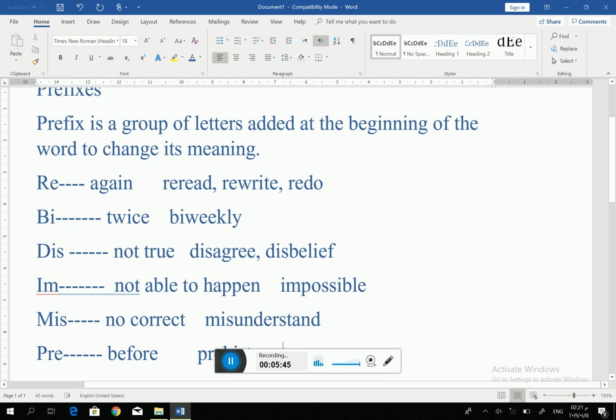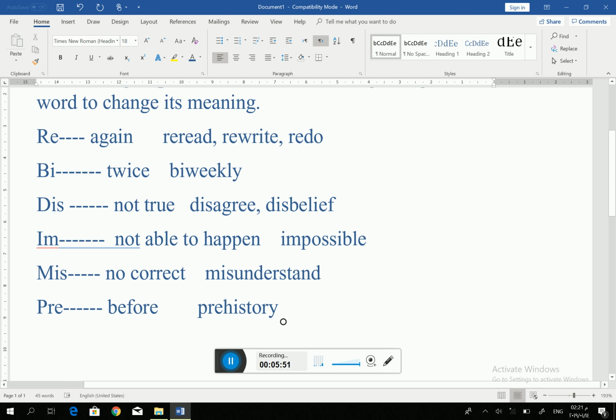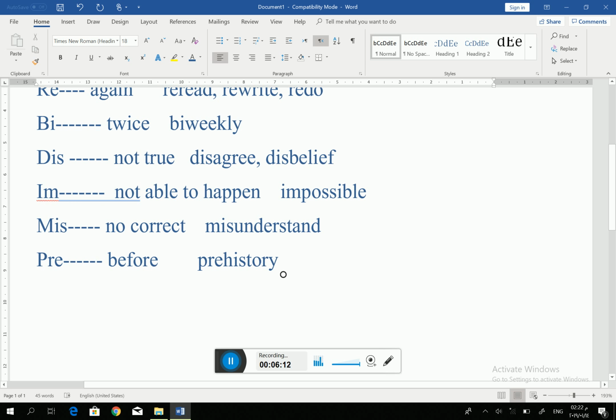Again, we have prefixes. A prefix is a group of letters added at the beginning of the word to change its meaning. Re means again: reread, to read again; rewrite, to write again; redo, to do again. Bi means twice: bi-weekly, twice a week. Dis means not true: disagree, do not agree; disbelieve, do not believe. Im means not able to happen: impossible, not possible to happen, or can't happen. Mis means not correct: understand and misunderstand, do not understand. Pre means before: history and prehistory, prehistory means before history.